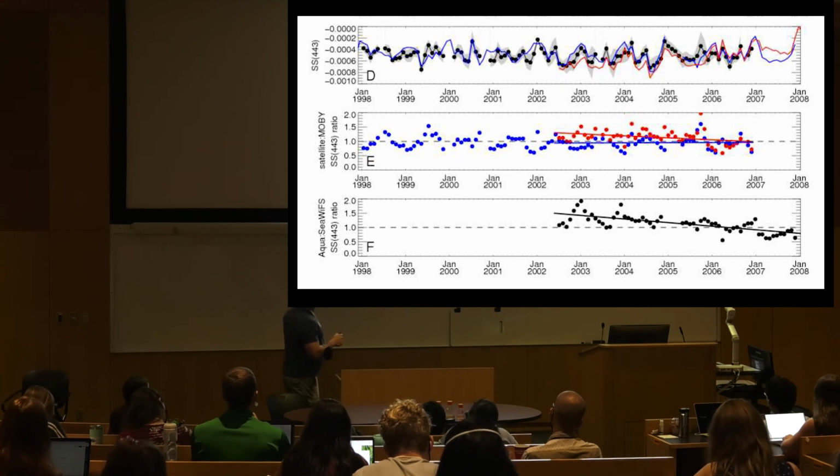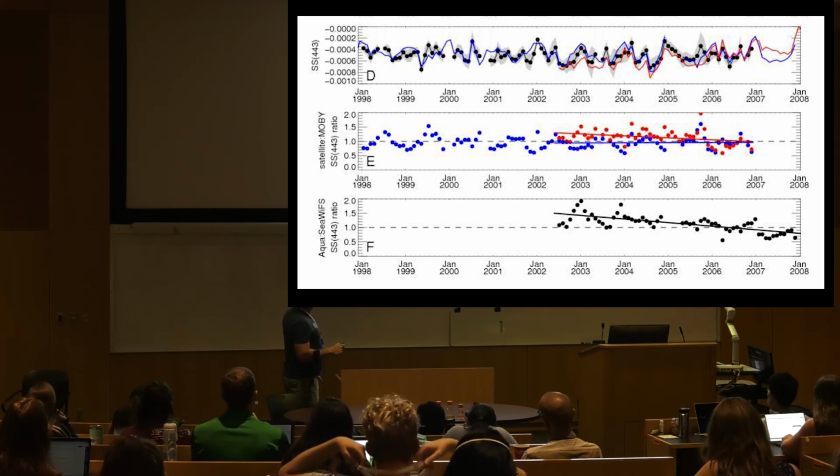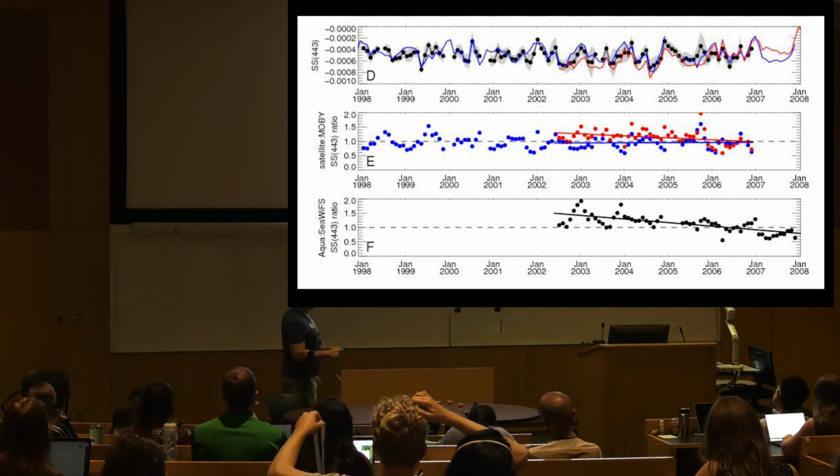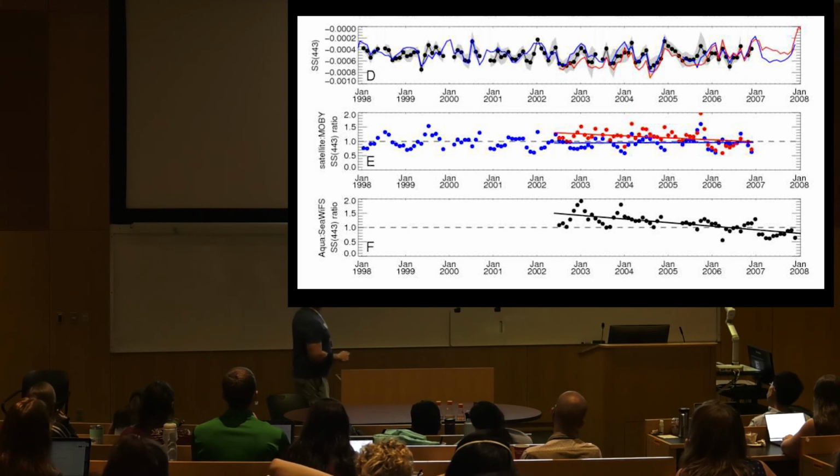you have in black dots the spectral shape from MOBI itself, in the blue line the spectral shape from CWIFs, and in red the spectral shape from MODIS Aqua. This is after vicarious calibration. These are the products that you would get off the street.